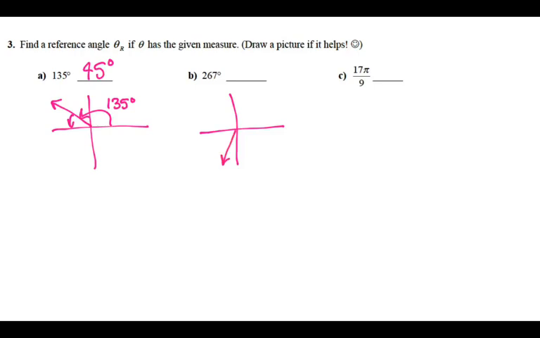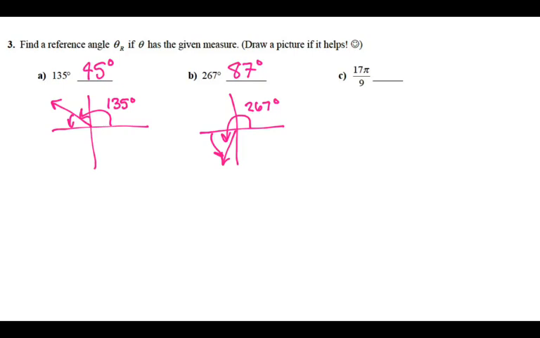267 is in my third quadrant. So that right there is 267 degrees. This is my reference angle, okay, always against the x-axis, never the y-axis, so don't do that. So I'm going to take 267 minus 180, which is 87 degrees.